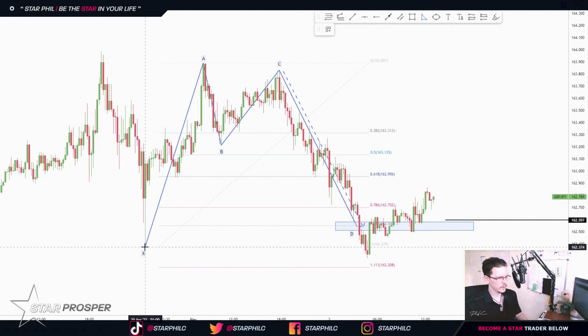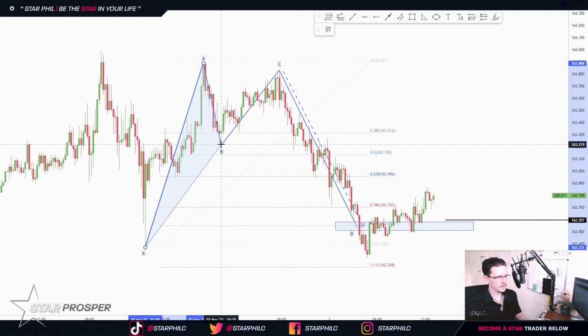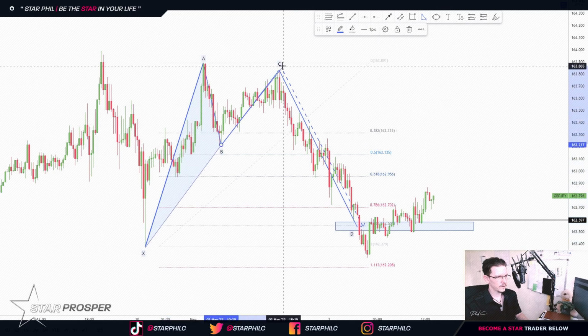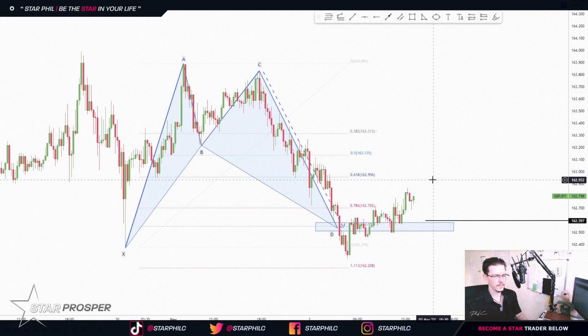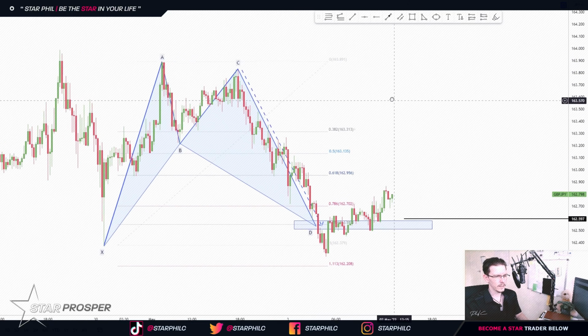Triangle tool, we draw it in. We have X to A to B, B to C, and C to D all the way down here. Okay, and we're currently involved in the trade right now.